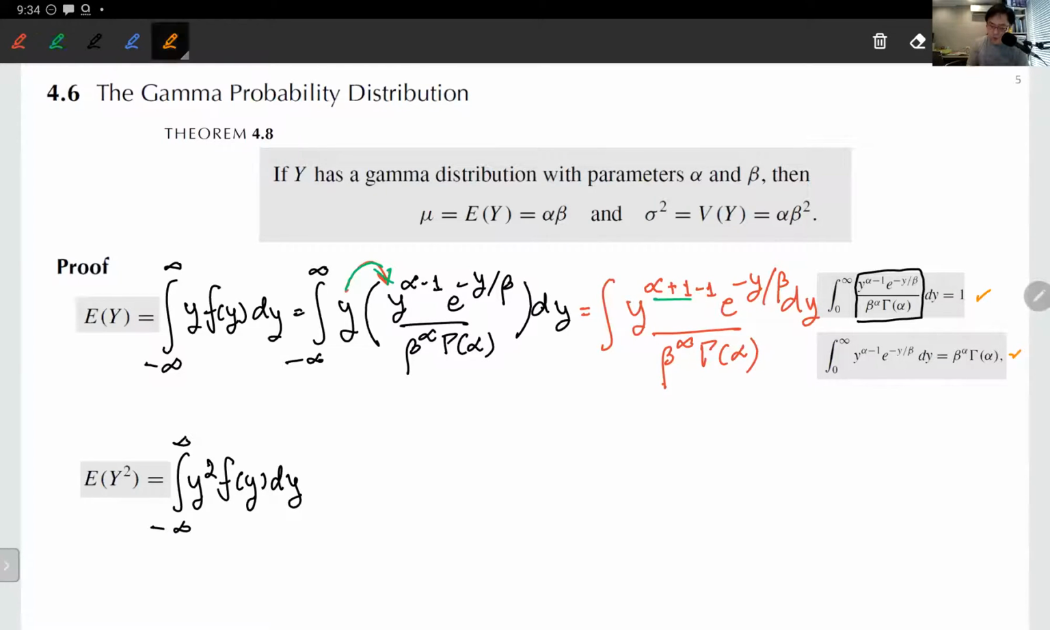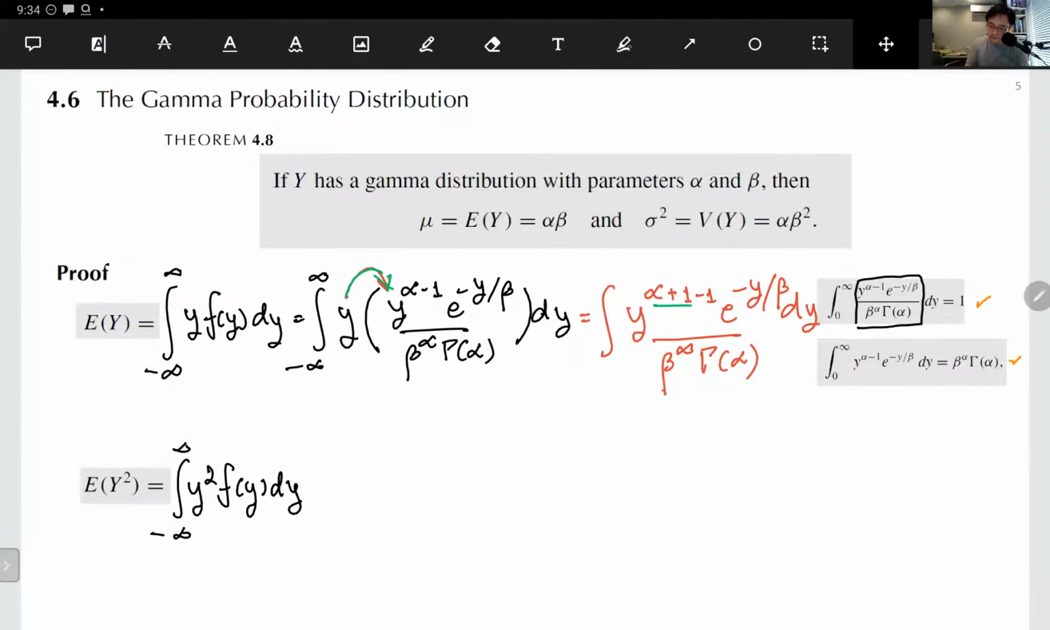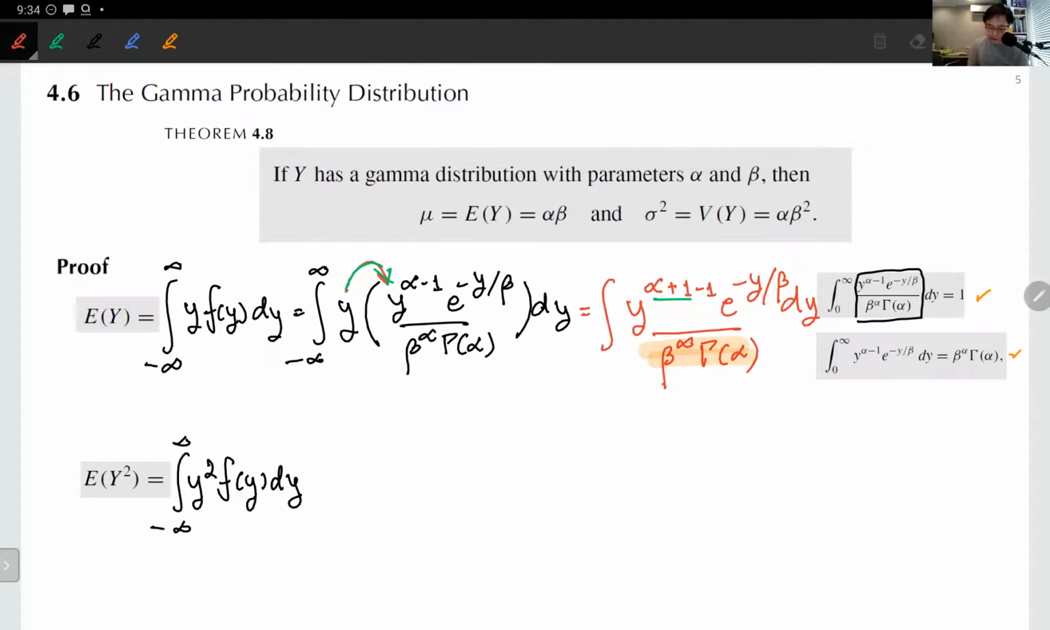So I'm going to pull this beta to the alpha out first. I'll go step by step here. So I have the beta to the alpha, gamma alpha, and now I have the integral in here, y to the alpha plus 1. The reason I write plus 1 is just to make it obvious. Here we go, just put parentheses on it. e to the negative y over beta, which has nothing to do with the alpha, and then dy. So what should we do here?